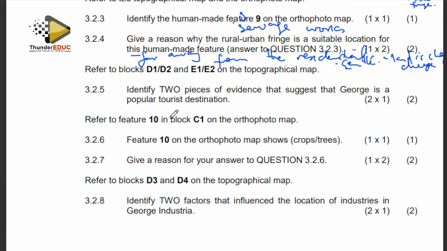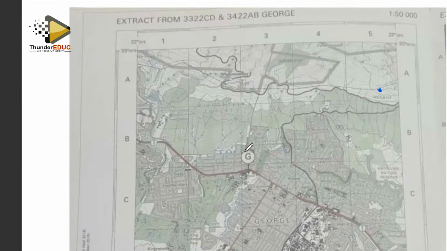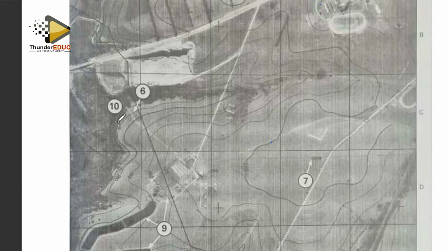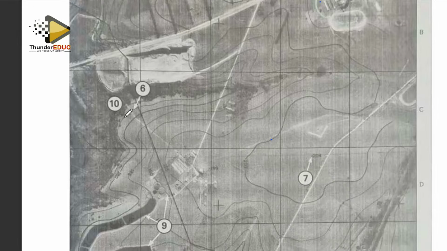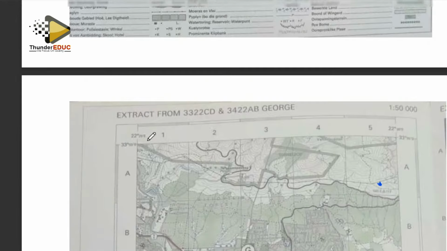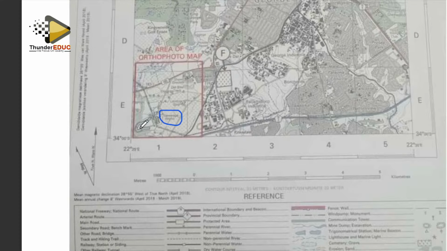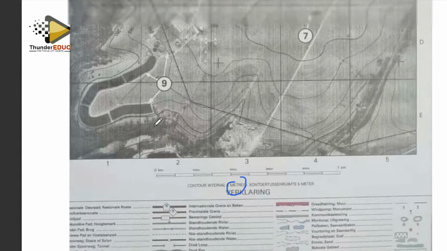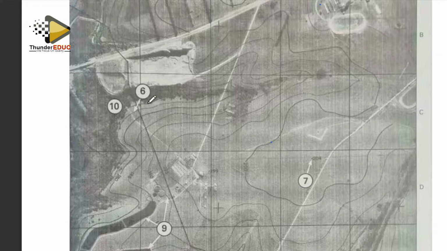Refer to feature 10 in block C1 on the orthophoto map. We come here, we look at 10. Where is 10? 10 is here. This is the feature 10. If you come here, 10 is here, slightly above this. So this is the area. 10 is this part here on the topographic, but we are referring to it here on the orthophoto map.